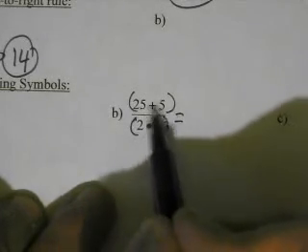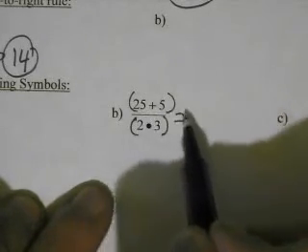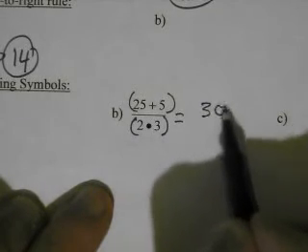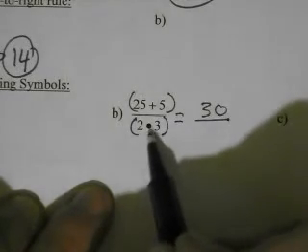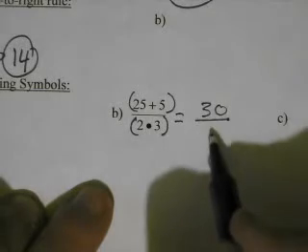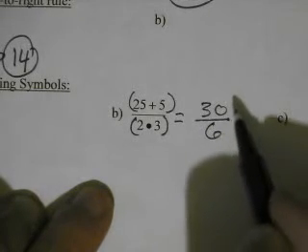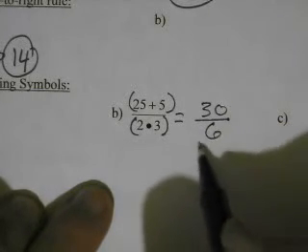So let's see, if I do the math on top first, 25 plus 5 gives me 30. The math on the bottom, 2 times 3 gives me 6. 30 divided by 6 is 5.